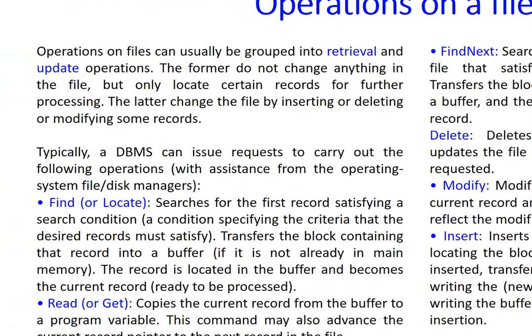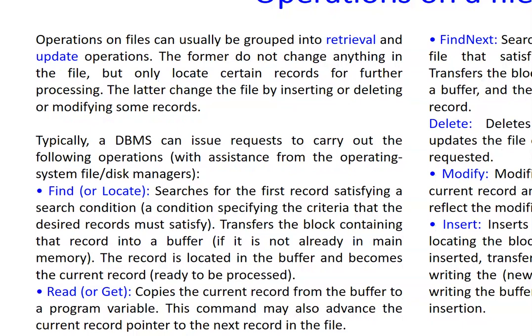So, operations on the file. Operations on files can usually be grouped into retrieval and updates. By operations we mean whatever we do on our file. It can be retrieving data from the database, or it can be an update. An update can be in the form of inserting, deleting, or modifying. Typically, a database management system can issue requests to carry out the following operations. These are some of the operations that can be done by the DBMS.